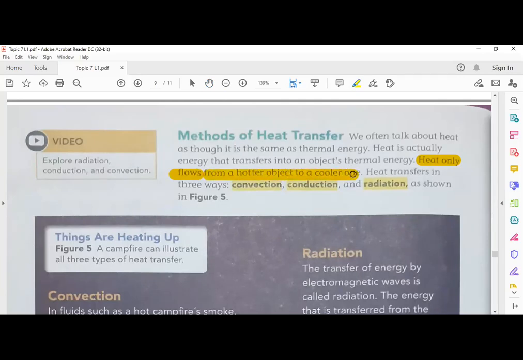Always remember that heat flows. Heat flows or transfers from a hotter object to a cooler object.